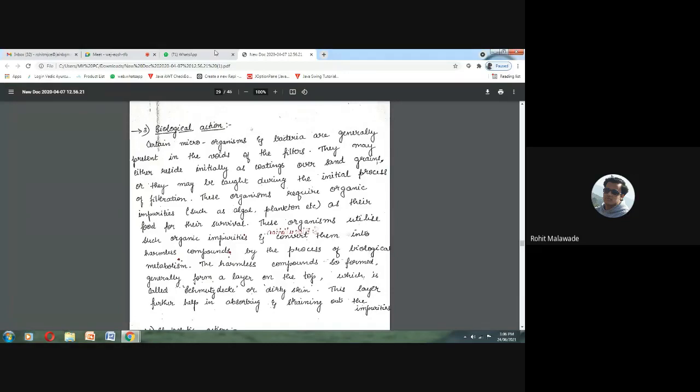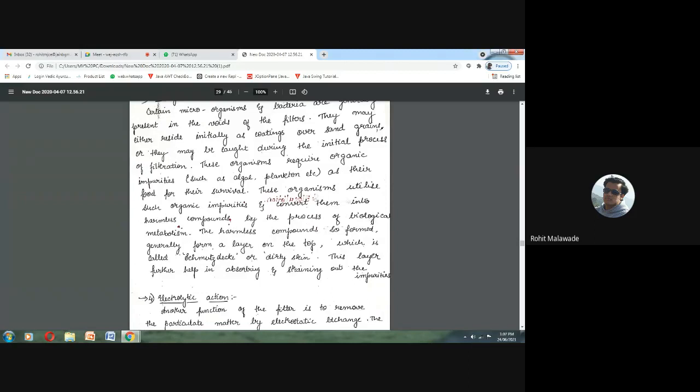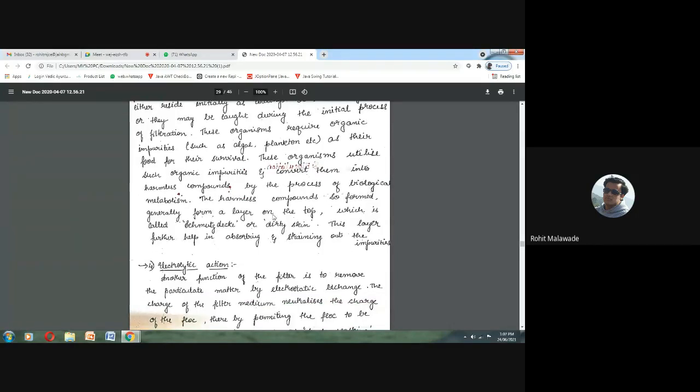Certain microorganisms and bacteria are generally present in the voids, as I have told. They may reside either coating the sand grains, or they may get caught during the initial process of filtration. These organisms require organic impurities. How are they going to live? They are going to utilize the organic impurities. These organisms utilize such organic impurities and convert them to harmless compounds by the process of biological metabolism.